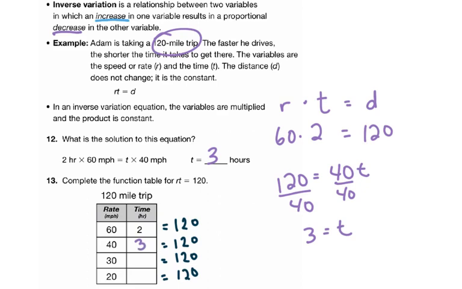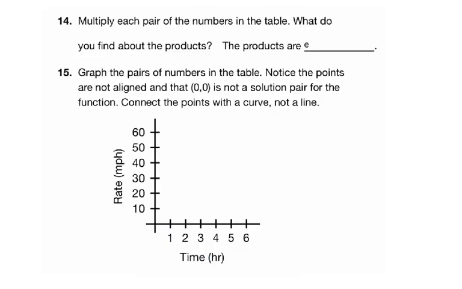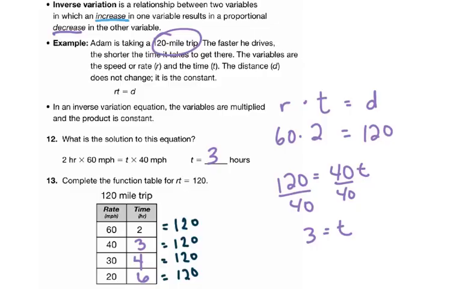And we're going to finish up our table. So we have to think 30 times what number equals 120. Go ahead and finish the table. Excellent. So I'm going to make sure you can check your work. I know that 30 times 4 equals 120, and 20 times 6 equals 120. So that finishes my function table for this trip. So you probably noticed when we multiplied them, all of them equaled 120. They're all equal.